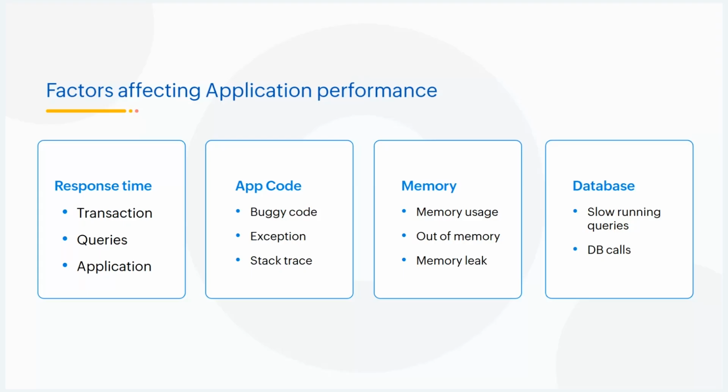The last one is the database. So database queries that take a long time to get executed can impact the entire application's responsiveness. So optimizing these queries is very essential, and the number of calls made to the database can impact performance as well. So reducing any unnecessary or duplicative database calls can improve the overall speed of the application.